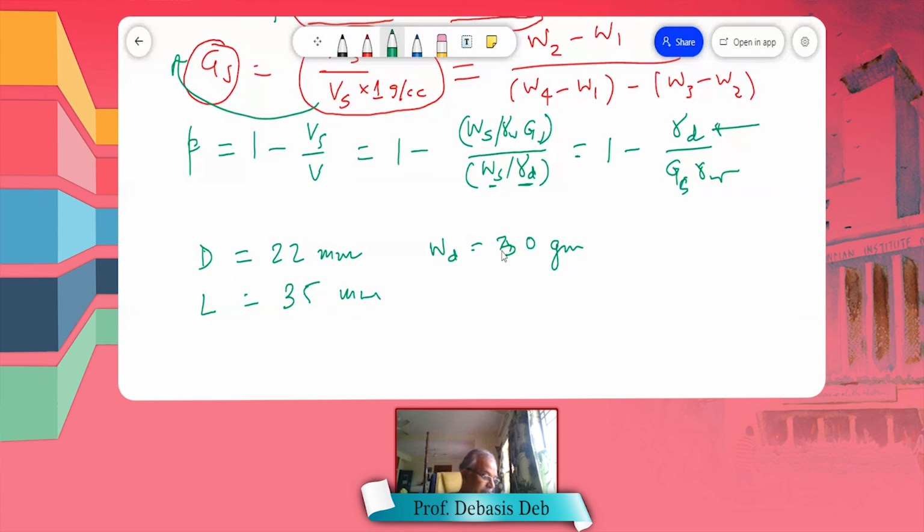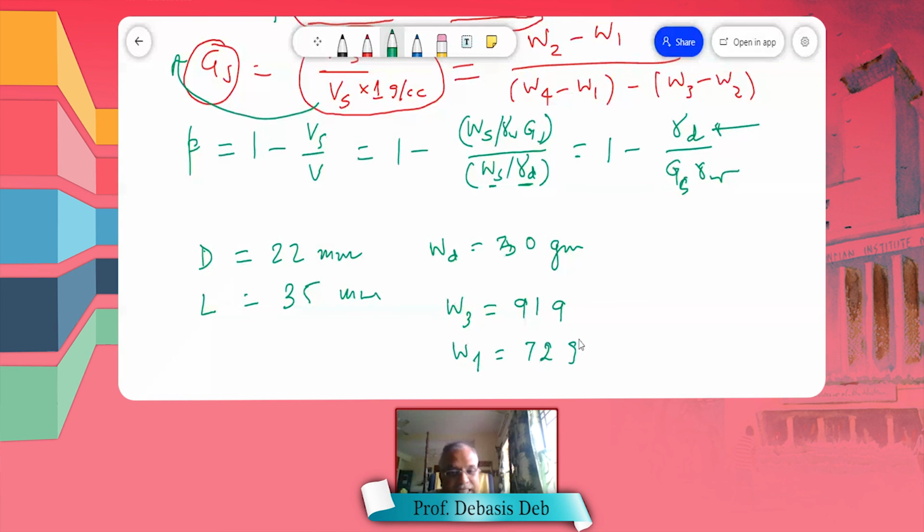Using the pycnometer, we found W3 is 91 gram and W4 is 72 gram. And the question is, can you find the porosity?